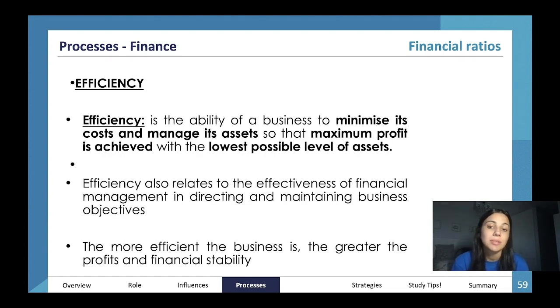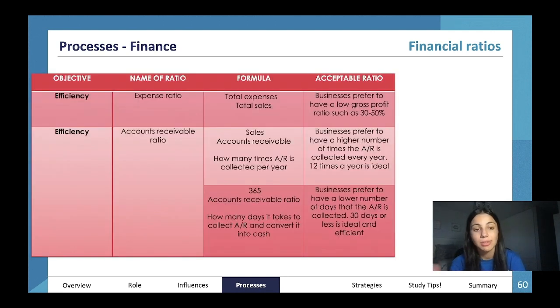Efficiency is the ability of a business to minimize its costs and manage its assets so that maximum profit is achieved with the lowest possible level of assets. And the more efficient the business is, the greater the profits and financially stable it is. This is where you use the expense ratio, which again they'll give you, and the accounts receivables ratio.